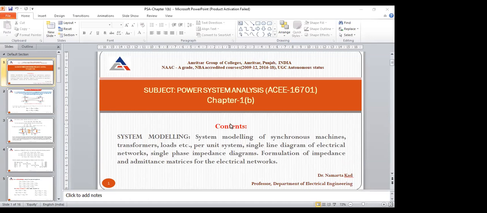Hello students, today we are going to start with the next topic related to this first chapter of system modeling. That is the formulation of impedance and admittance matrices for the electrical networks. So this topic we are going to cover in this lecture, and we are going to start with the formulation of admittance matrices, like Y-bus matrices.